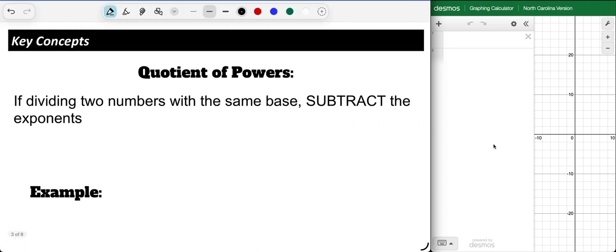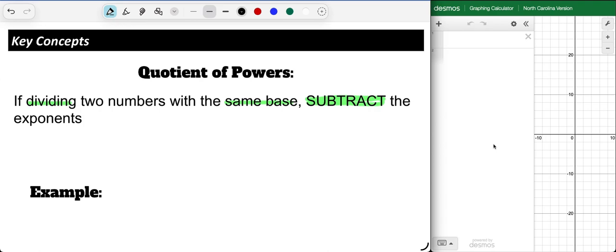All right, so for the next key concept in the next law, we're looking at the quotient of powers. And the quotient of powers says if dividing, so quotient means dividing. If dividing two numbers with the same base, you're going to subtract your exponents. So quotient, as we said before, quotient means dividing. Same base is there again, and then this time, if the bases are the same, we're going to subtract.